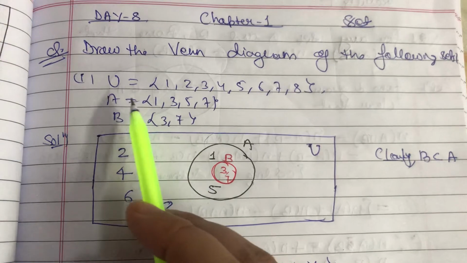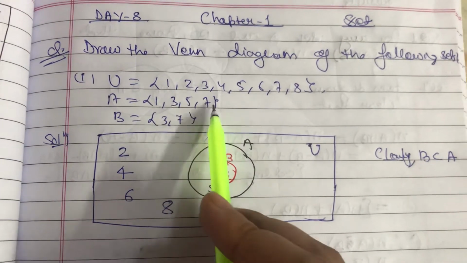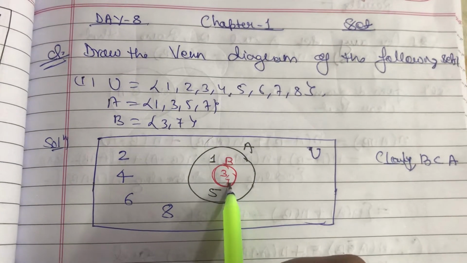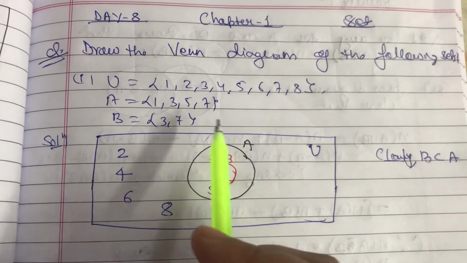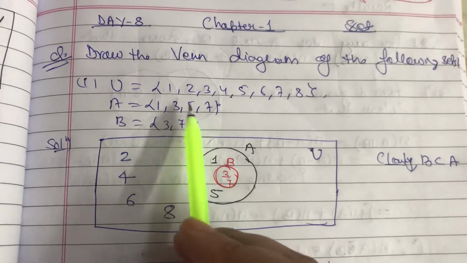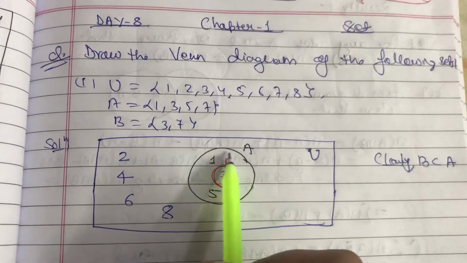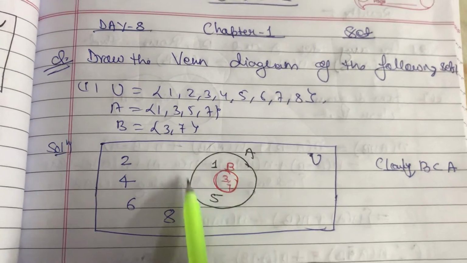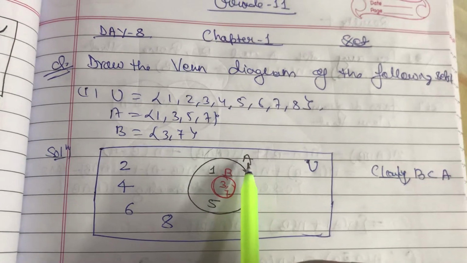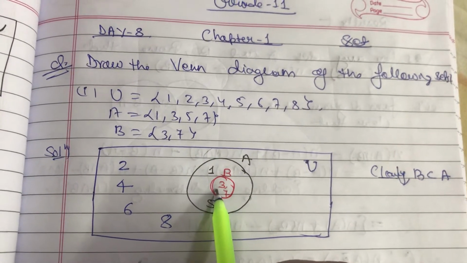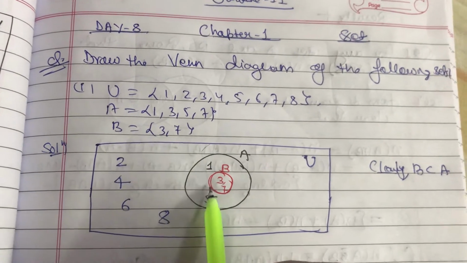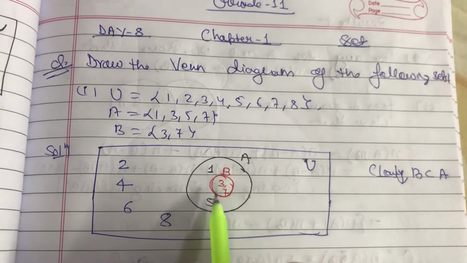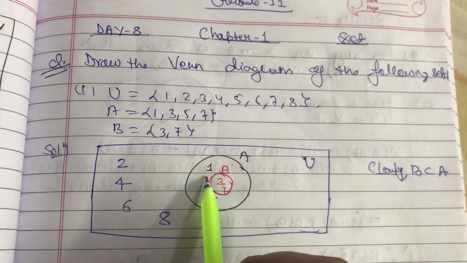Now what are the elements of set A? 1, 3, 5, 7. 3, 7 I have already written, so there is no repetition of the elements. So what are the rest of the elements? That are 1 and 5. So I'll write 1 and 5. You can write anywhere, but that should be inside your circle A only. But it should not come in set B because 1 is not an element of set B. So 1 should be outside this red circle but inside this black circle.